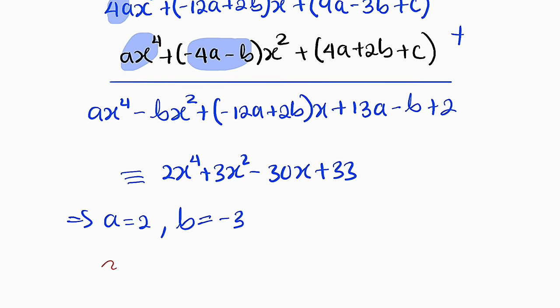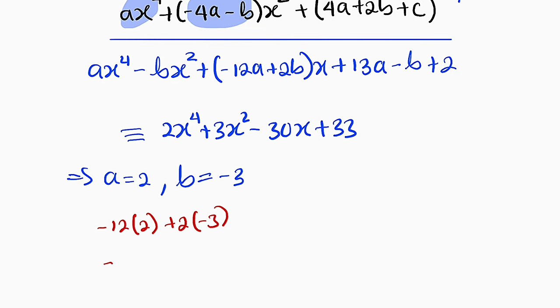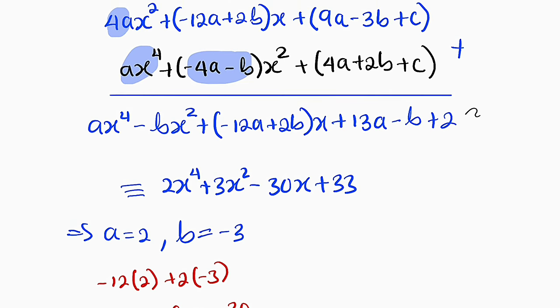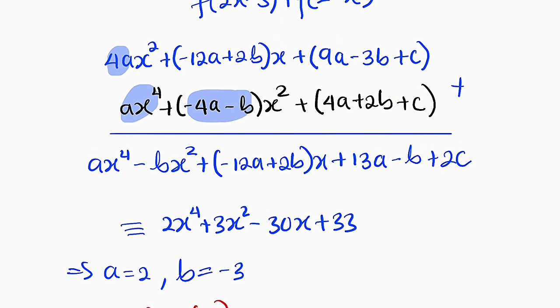We have minus 12, but the value of a is 2. Then we have 2b, but b is minus 3. Let's simplify and see whether we get the coefficient of x here, which is minus 30. This is minus 24, this is minus 6, and minus 24 plus minus 6 is minus 30. So this is just a verification, but it will not help us in finding the value of c. Instead, let's move to the last one, where we have c. Oh, I just wrote 2, right? Remember, it's c plus c making 2c.